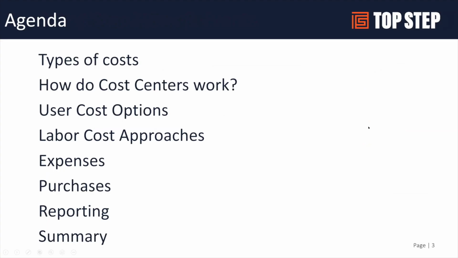So, what are we going to talk about today? We're going to talk about how to track costs in OpenAir, and there's lots of different ways we can track costs. So, we'll talk about some of those and some of the options. We'll talk a little bit about what is a cost center, how does that help with capturing costs and really bucketing costs. What are some of the other options around user costs, around labor and some of the other non-labor cost options, and a little bit about some of the reporting recommendations here. So this is kind of our agenda for today.